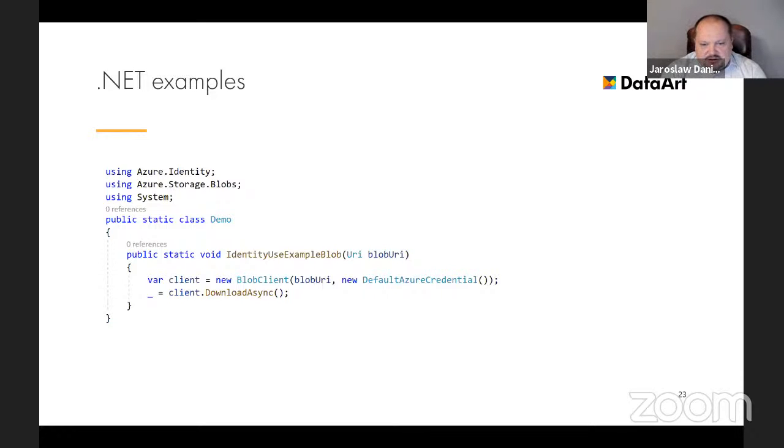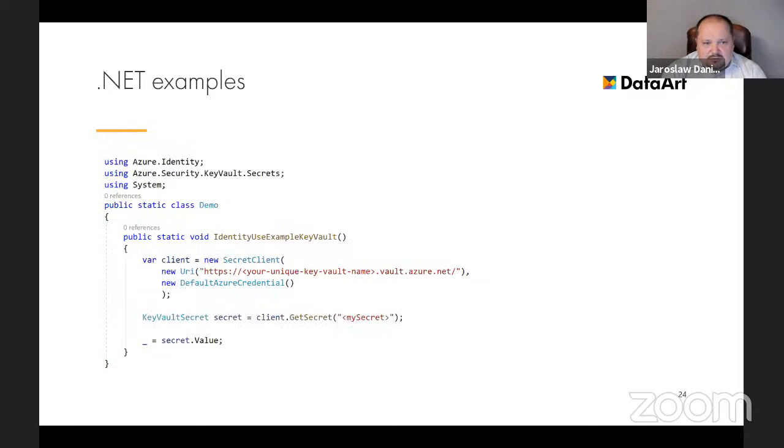This simple object covers almost every scenario that is possible. For blobs, for sure. Key Vault, exactly the same scenario. You create a new secret client, you just give the Key Vault URI, and you add DefaultAzureCredential, and you can start reading your secrets. It's that simple. It was not that simple in the previous versions of those libraries. So be careful, keep in mind to use the newest versions. The namespace starts with Azure dot.